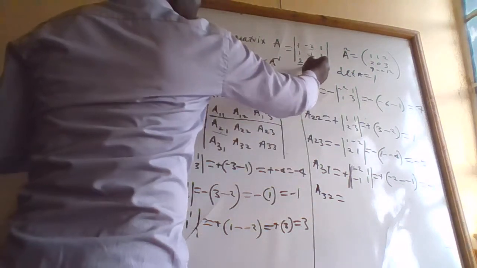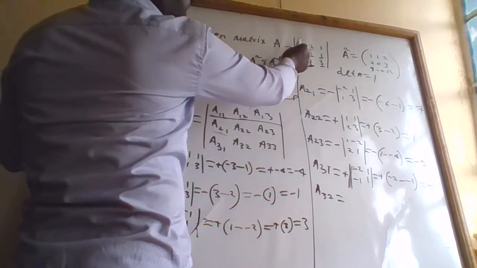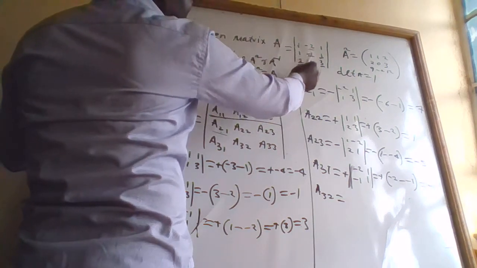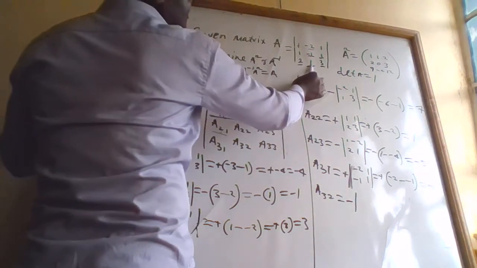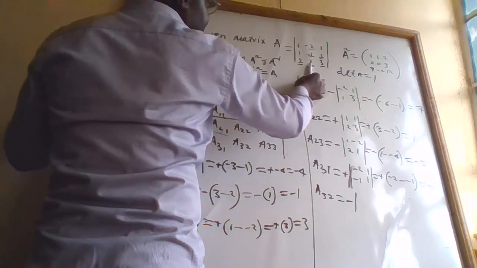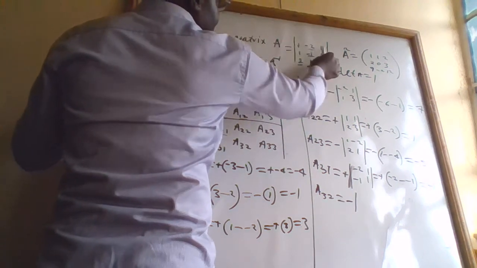A32, we have this element. The place sign of this element: positive, negative, positive, negative. So it will be negative. The minor of this element, we remove this column and this row. So we have 1, 1, 1, 1.